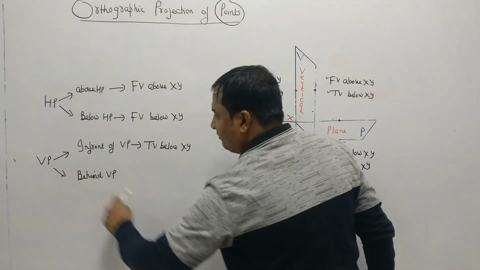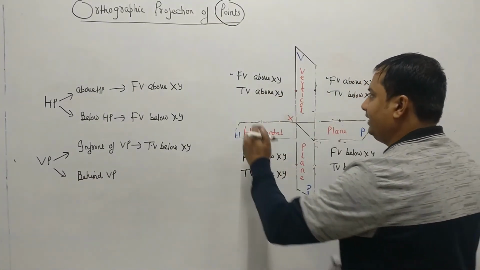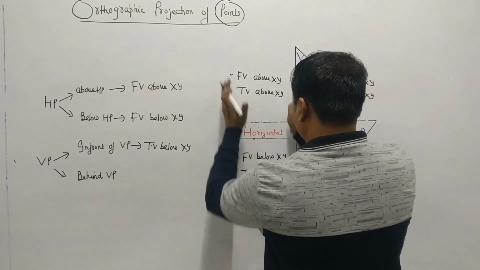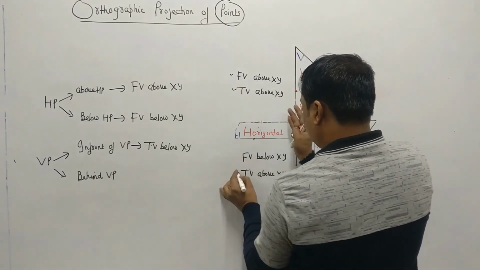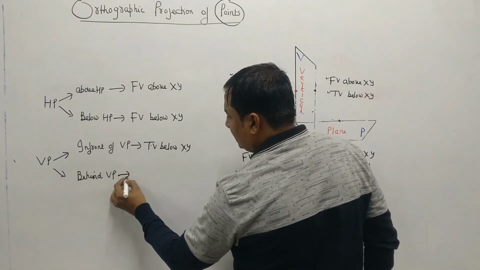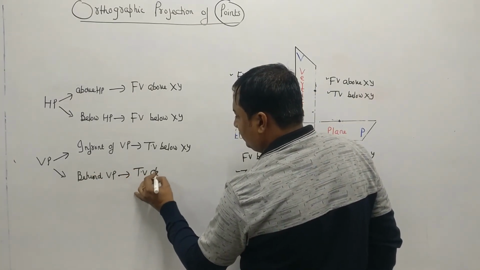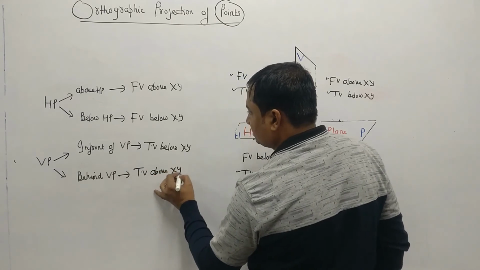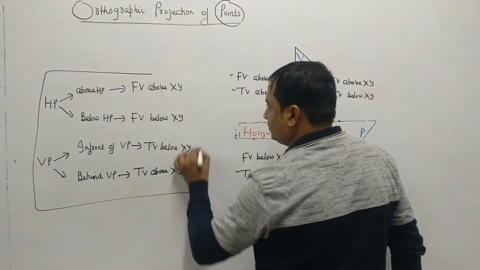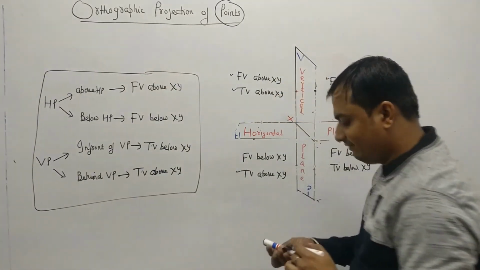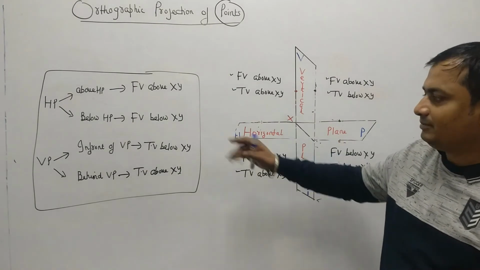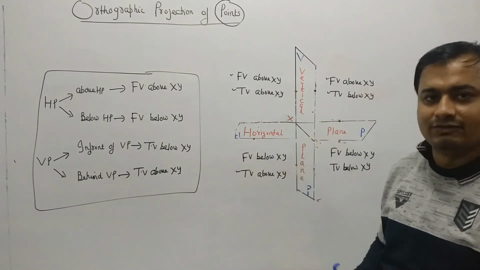Now behind VP, what is the region of behind VP? Behind VP is this region. What is common here in this part and this part? The common is the top view, both are above. So we can say that if the point is behind VP, its top view is above XY. So this is all about projection of a point, which I have explained to you by means of the different cases. But this is only the projection of points. So again I am just repeating.